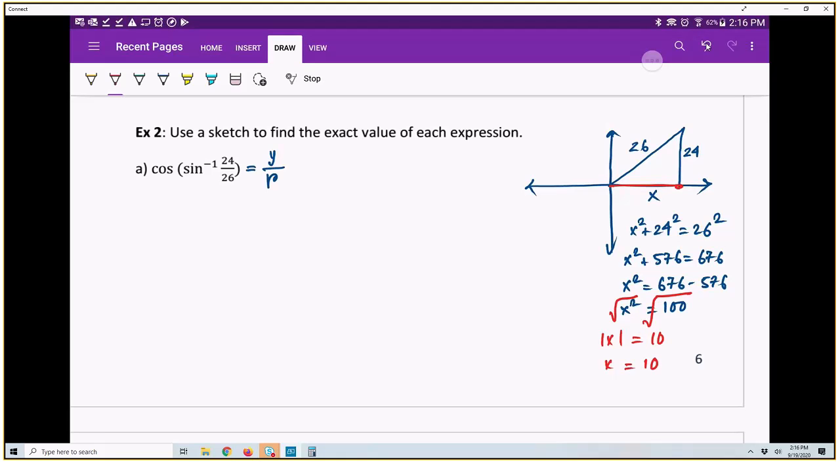And remember what I'm finding. I'm finding cosine. Cosine of theta is x over r. Now you know x, that is 10, and you know r, that is 26. So that's your answer. Probably you would like to simplify it as 5 over 13.